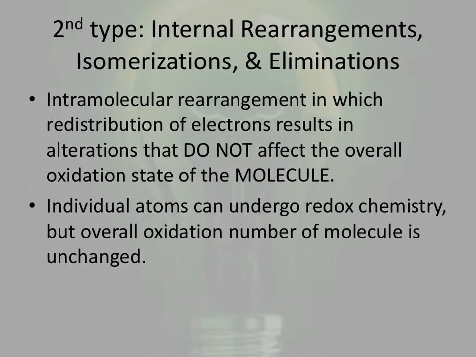All right. So the second type are those isomerizations. Technically, they can also be elimination reactions. These are all intramolecular rearrangements of some sort. Notice that's what makes them so special, they're not going to affect the overall oxidation state. That's the biggie. The individual atoms can undergo redox chemistry, but overall, the molecule has to be unchanged.